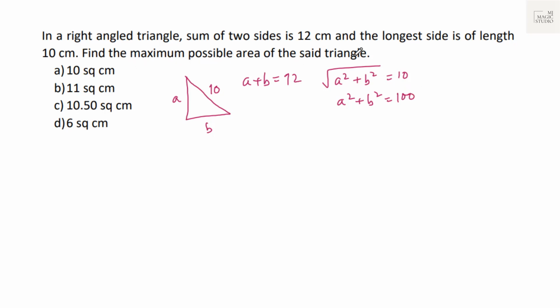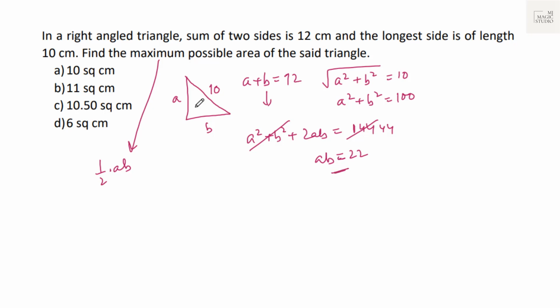Find the maximum possible area of the said triangle. Area of the said triangle is half into base into height, that is half into AB is what we are looking out for. If I square this, A plus B equals 12, I'll get A square plus B square plus 2AB equals 12 square, 144. A square plus B square is 100. That means 2AB is 44, AB is 22.